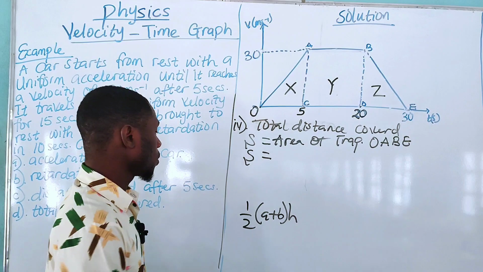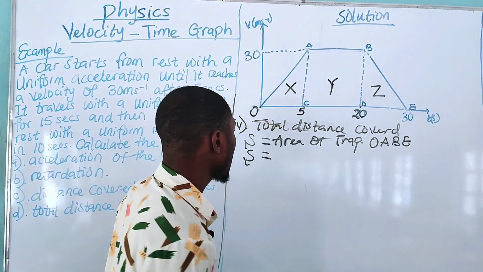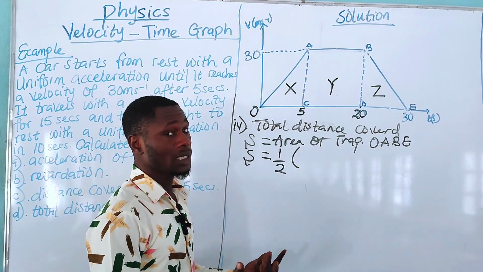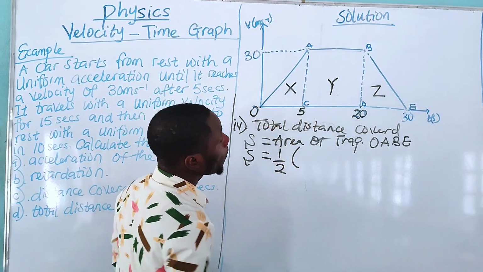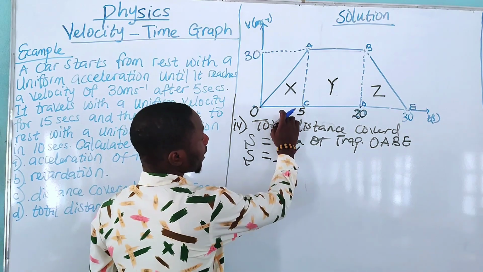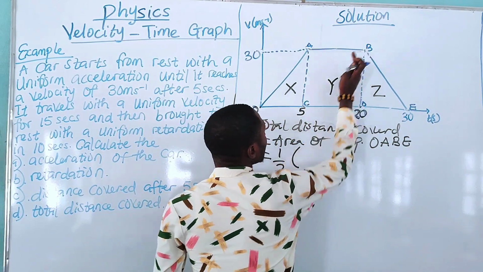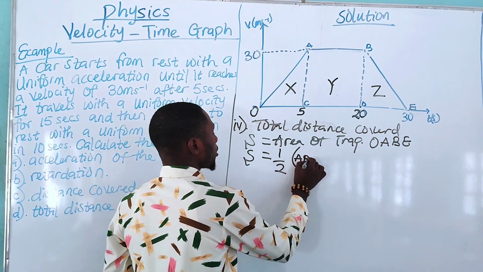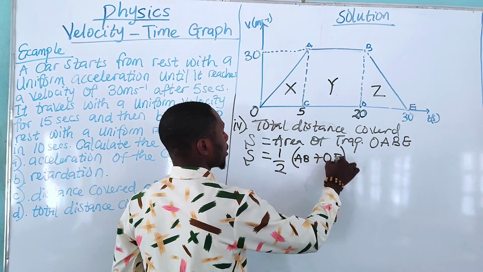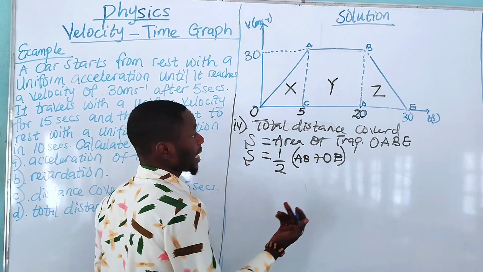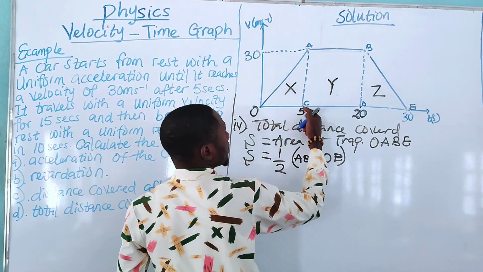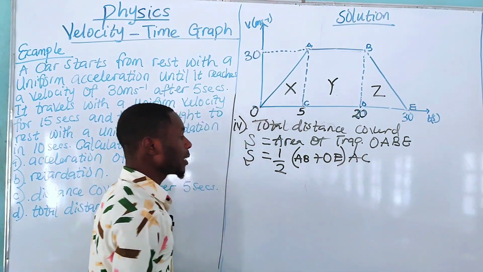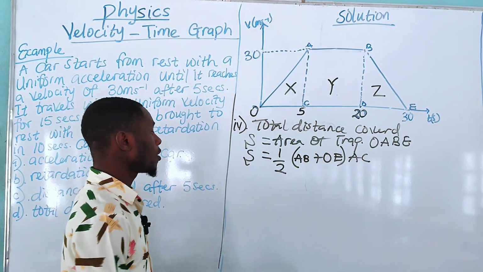So in this case, we have half into the parallel sides, which are A and B. Let's look at our graph. What are the parallel sides? Our parallel sides are actually AB and OE. So we have AB plus OE, these are the parallel sides, multiplied by the height. The height is either AC or BD, they are the same. That will give us the total area of the trapezium.